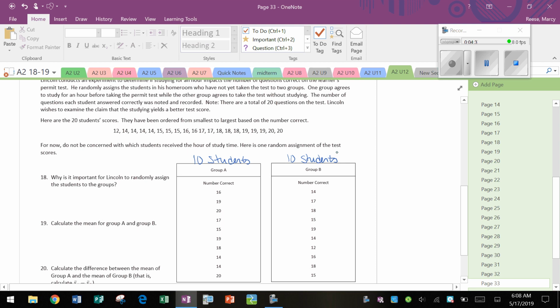Why is it important for Lincoln to randomly assign the students to the group? So we can say it reduces any bias. He's not picking the kids that he believes may study or not study. He's just randomly picking them. So that reduces that biasness. The other thing, too, like I mentioned, it is part of a well-designed experiment.